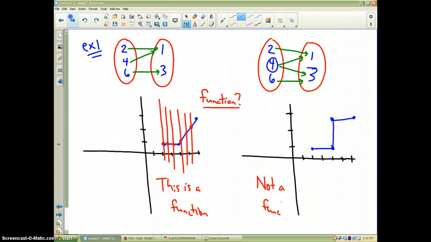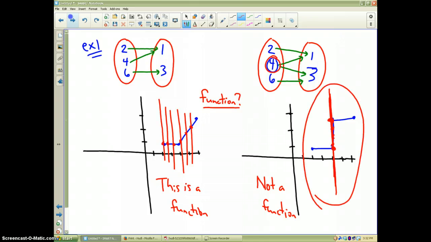And how can you tell? Well, if you're presented with a graph, you can tell because if you can find one vertical line that touches the graph in more than one spot, right there is our problem. Because of that 4, I have 2 dots on the graph that are on the same vertical line. This is an example of something that is bad. This is bad mathematics, and therefore it is not a function.